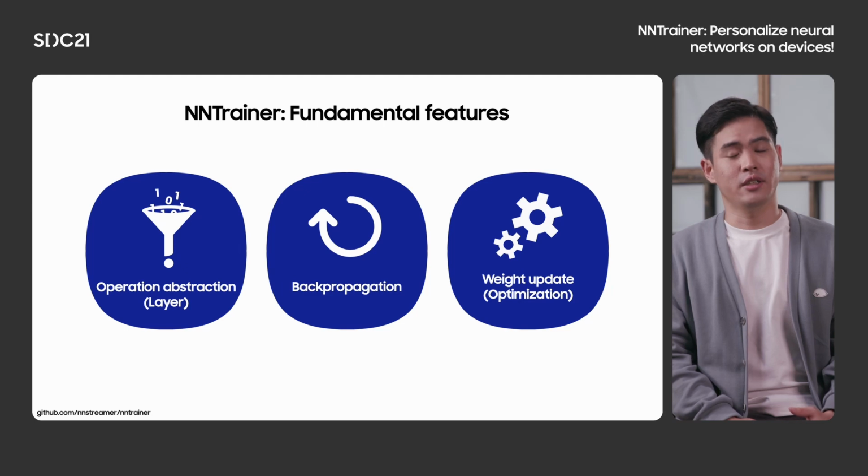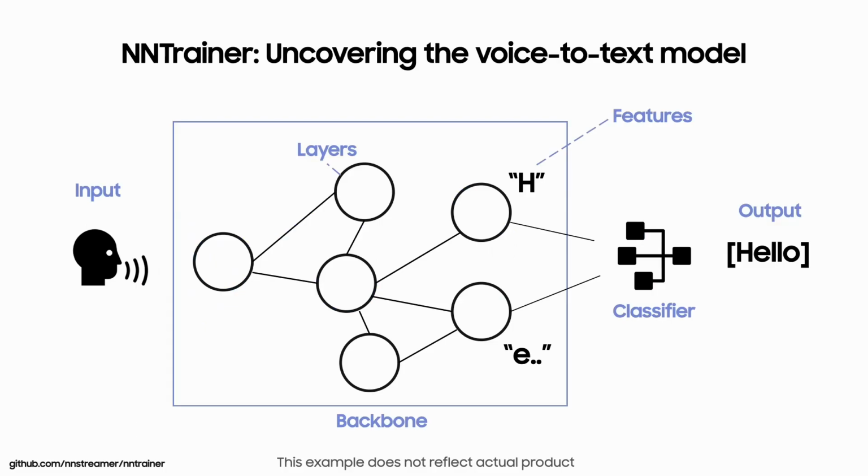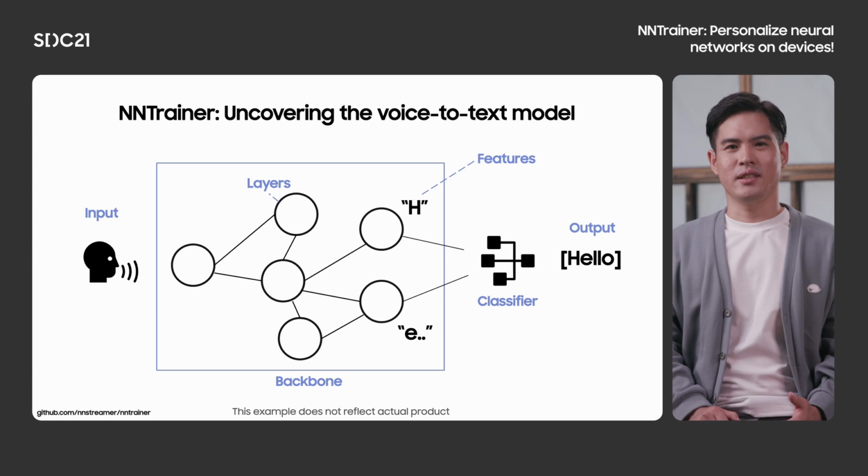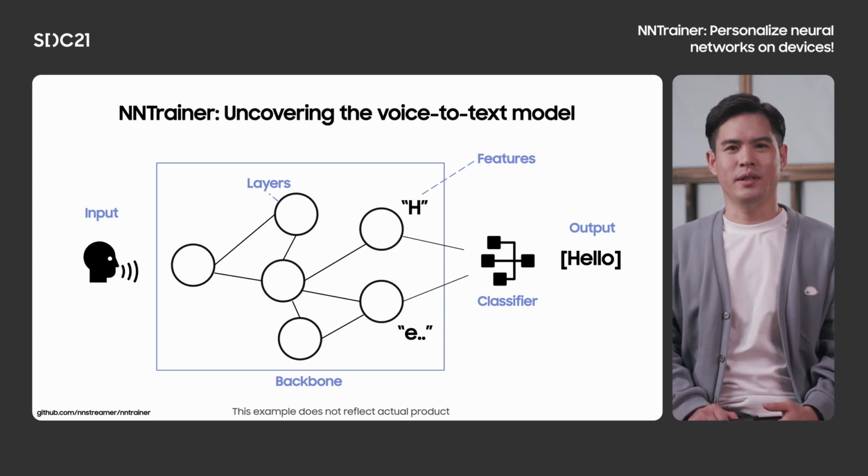Then what makes NNTrainer suited for on-device? I'll talk about it with the example introduced earlier. In the earlier example, there is a voice coming in from the user dataset, and the magic box which magically turns it into text. If we uncover the magic box a bit, there will be a model that does a series of operations, which we call layers. And we extract characteristics, or features, as we say, of the incoming data with those layers. And there will be another model which turns the features into a desired output.